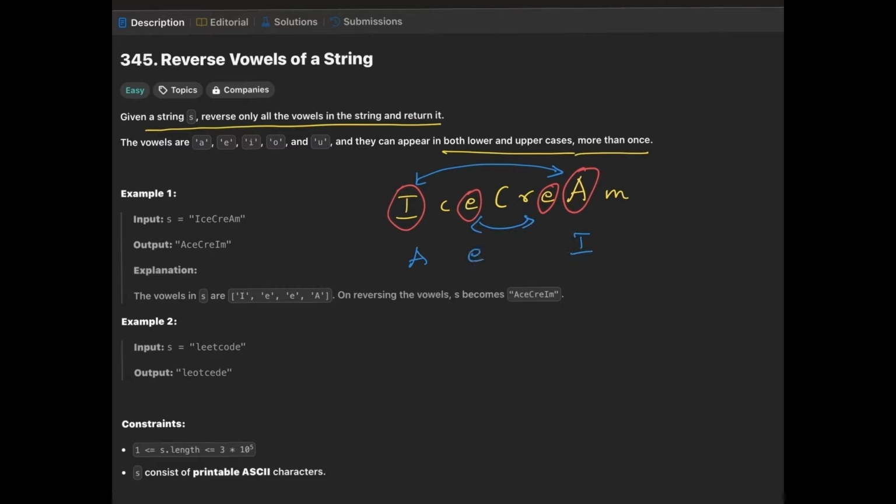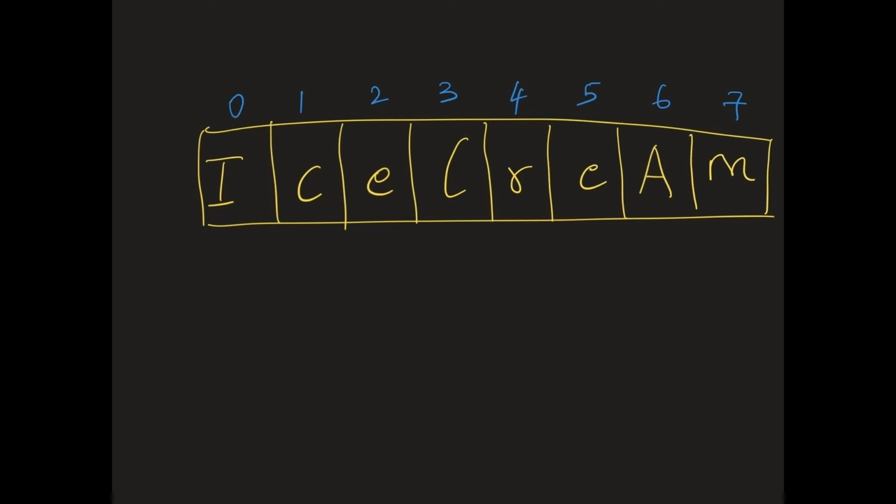We can use two-pointer technique here to swap the vowels efficiently. Left pointer starts at the beginning of the string, which is index 0, and right pointer starts at the end of the string, that is last index. First we increment the left pointer until it points to a vowel. Next we decrement the right pointer until it points to a vowel. We swap the vowels at the left and right pointers and repeat this process until the left pointer is no longer less than the right pointer.